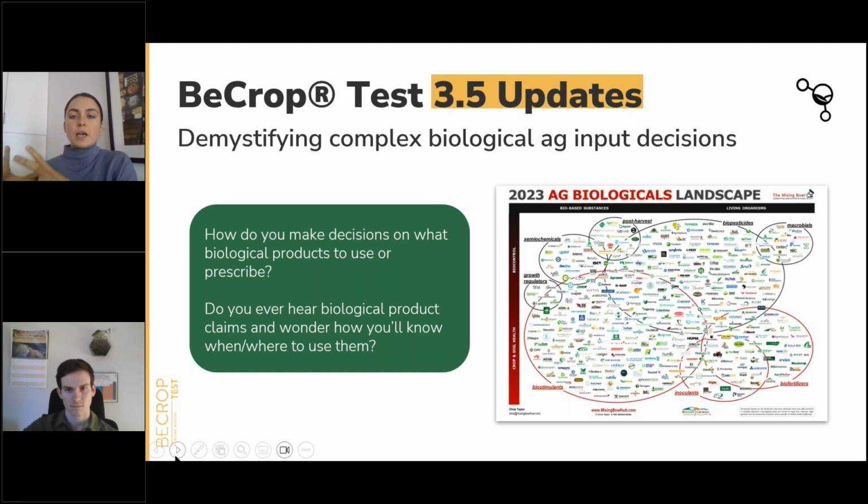What are those things that this field needs the most, and how do I look into a product portfolio, whether I'm a grower looking at my agronomist portfolio, or I'm an agronomist and I'm talking to my grower about what they need?